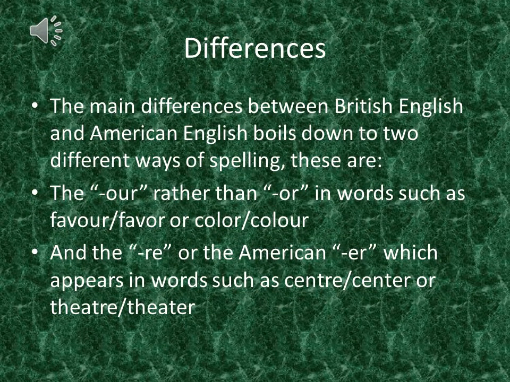There are some specific ways in which American spelling differs to English spelling, and I will be using these to discover which my specified countries are closer to. The main differences between British English and American English boil down to two different ways of spelling. These are the spellings used in such words as favour or colour, and words such as centre or theatre, where American spelling is different to the English way of spelling it.